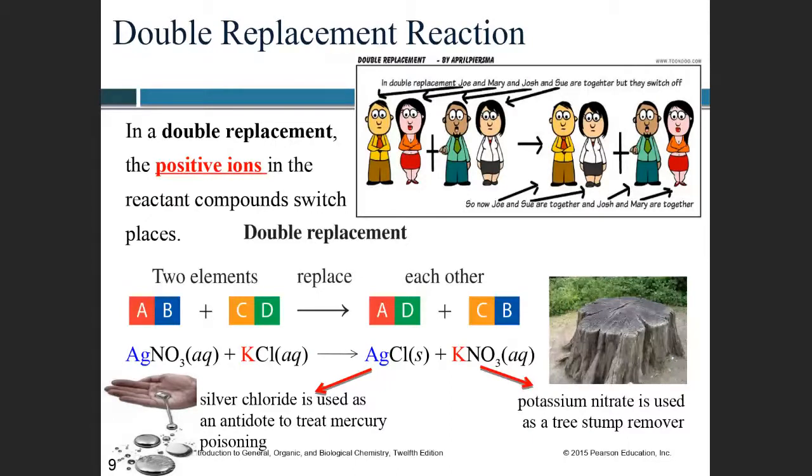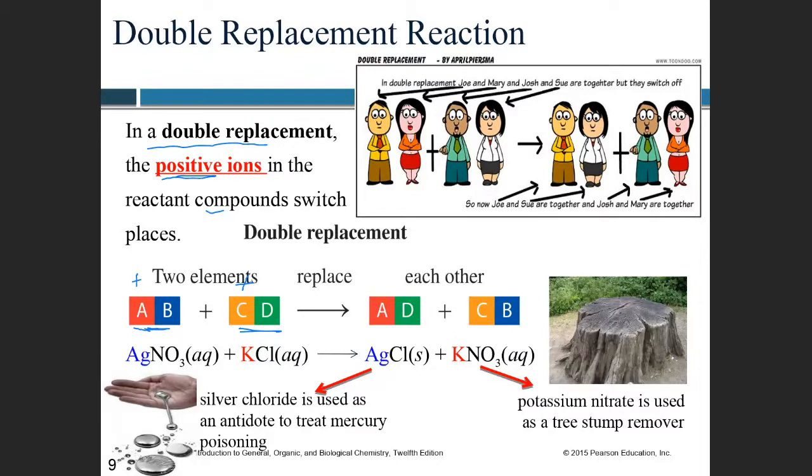The fourth or the last type of the chemical reaction we are going through in this course is the double replacement reactions. In the double replacement reaction, the positive ions will switch. How is that? Let's have two reactants, AB plus CD. This is the positive and this is the positive. So the positive ions will switch, giving AD and BC.